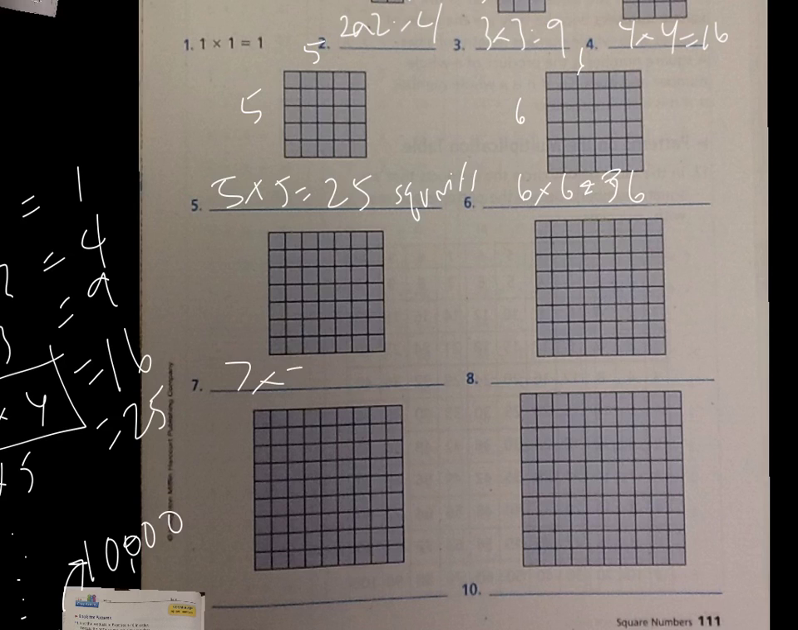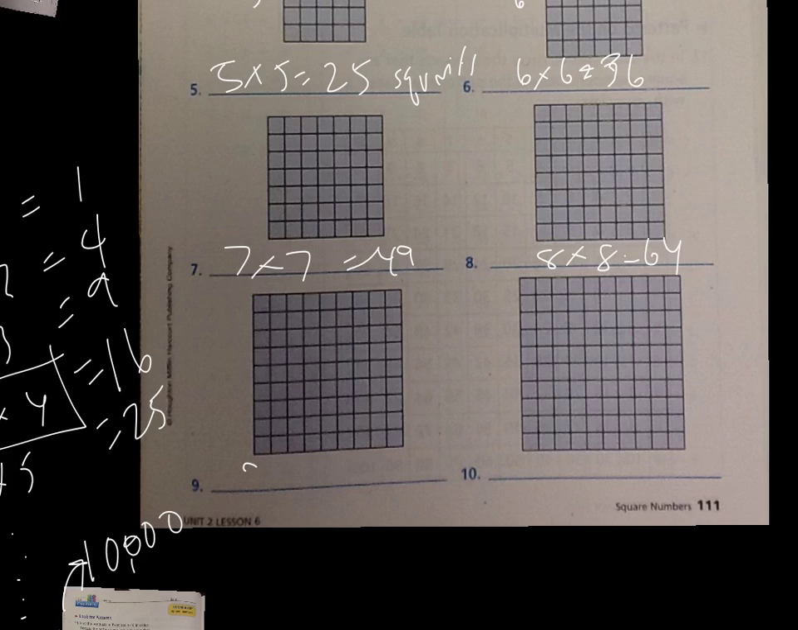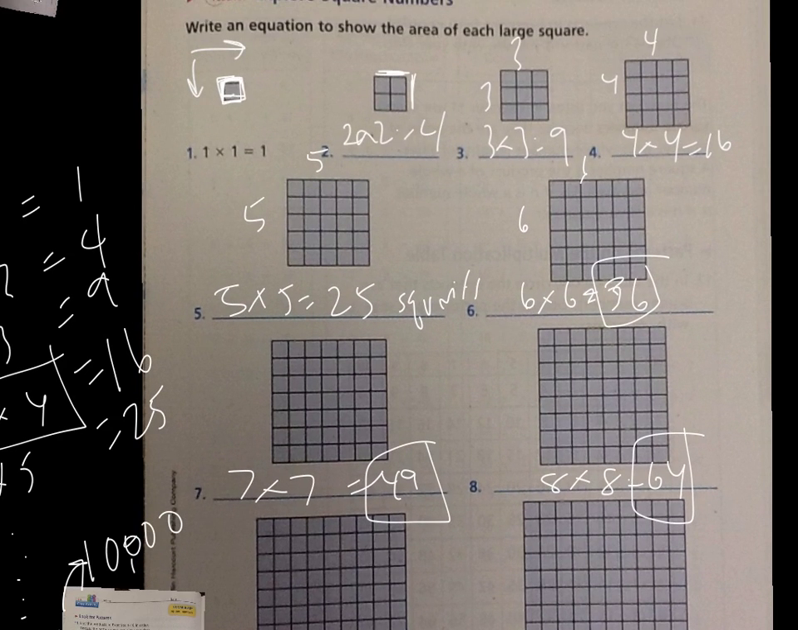Here we have 7 times 7 equals 49. 8 times 8 equals 64. 9 times 9 equals 81. And then we end with 10 times 10 equals 100. Okay, so all of these products are square numbers because they're found by multiplying two factors that are the same.